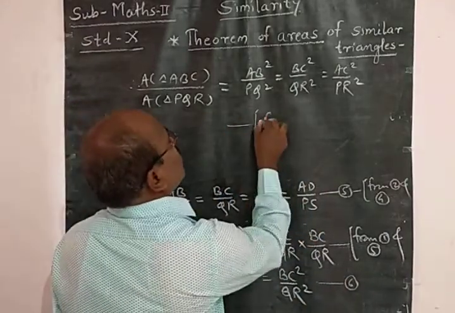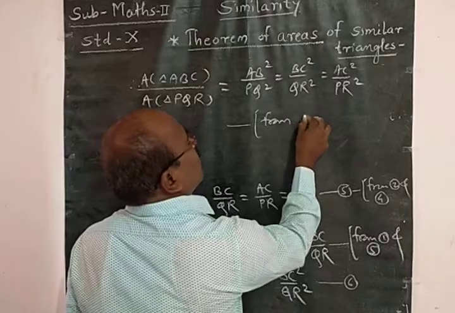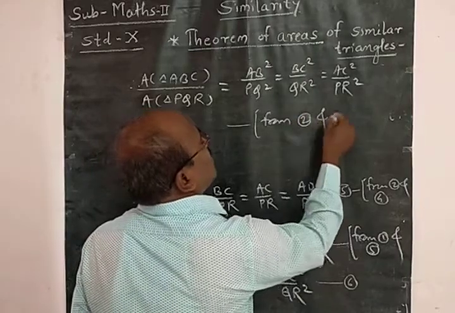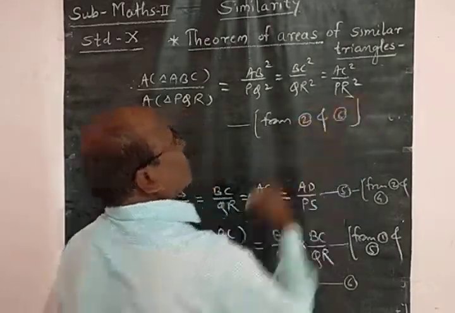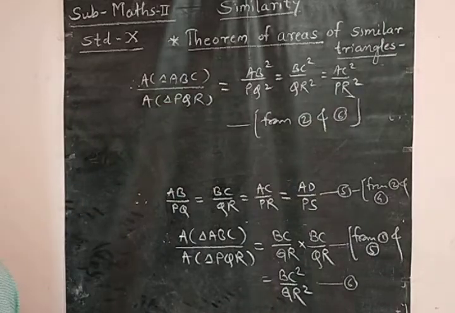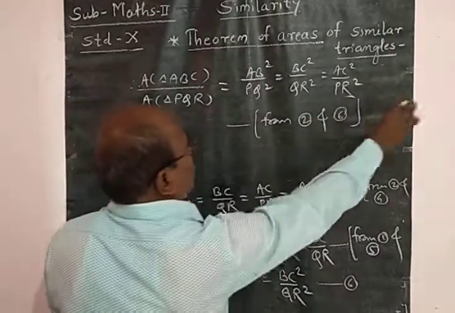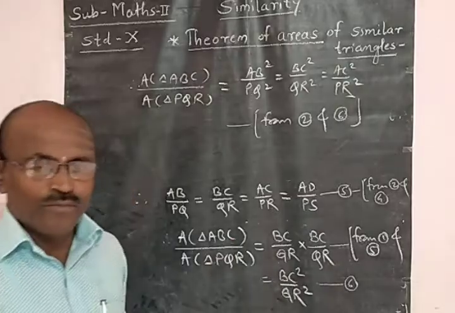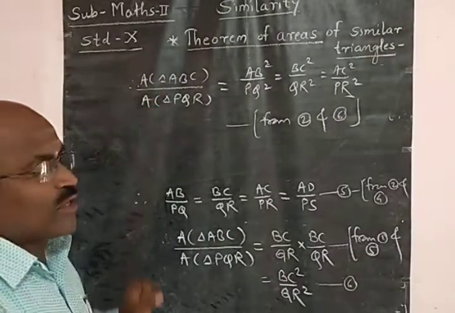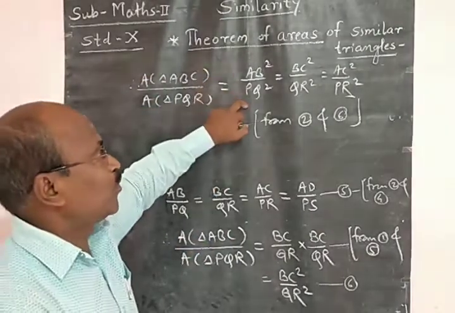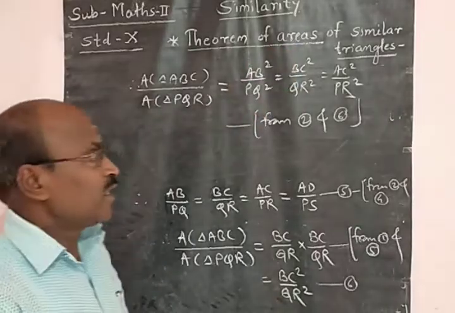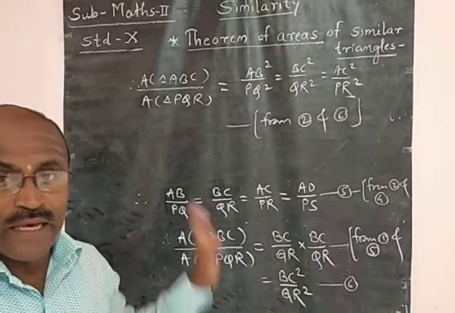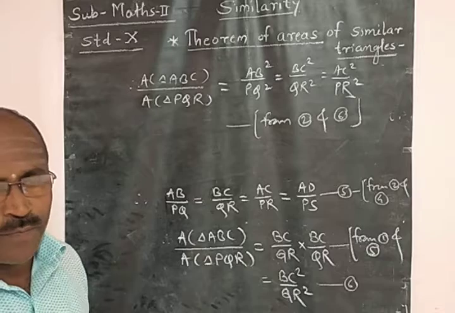Reason: from second and 6. So we prove the theorem: area of triangle ABC upon area of triangle PQR is equal to AB square upon PQ square is equal to BC square upon QR square is equal to AC square upon PR square. Okay.